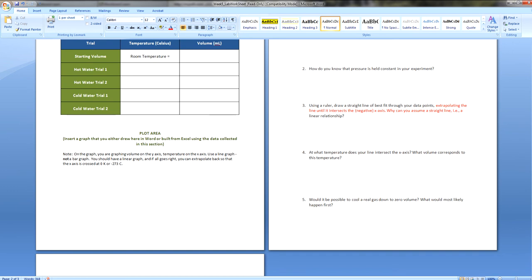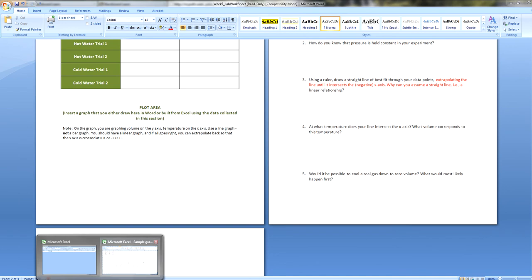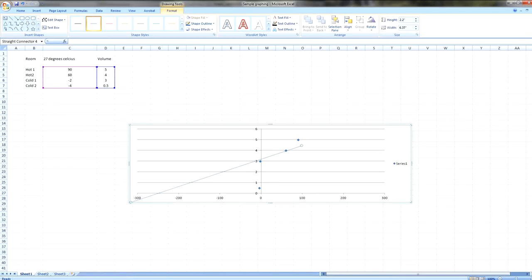So if we go back quickly to these questions again, at what temperature does your line intersect the x-axis? Like I said, your graph also answers this question. What volume does it correspond to? If you did that correctly, you can come back here and tell me what temperature this is and what volume this is referring to as well.